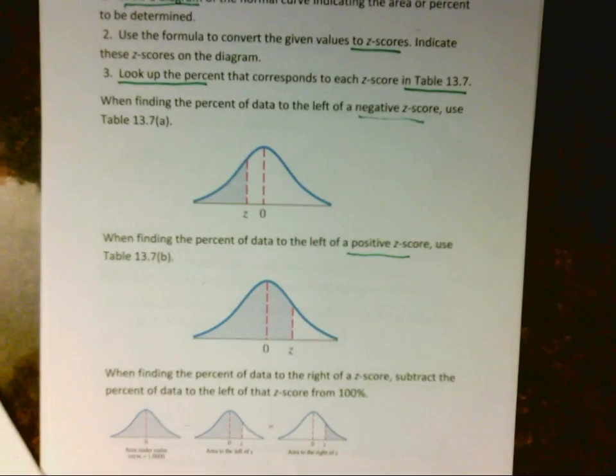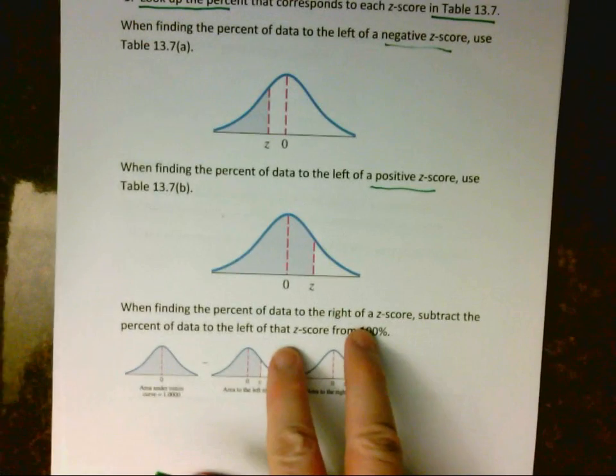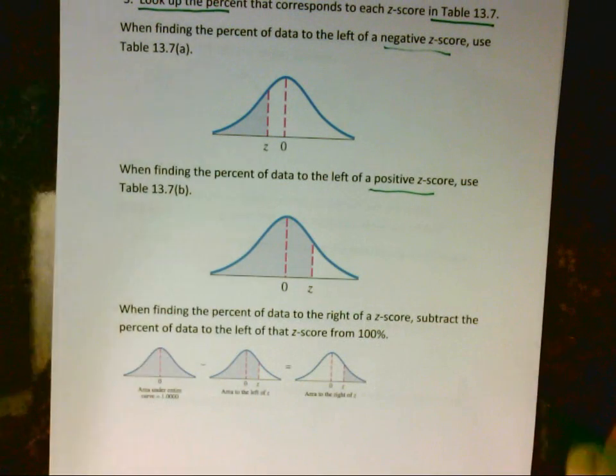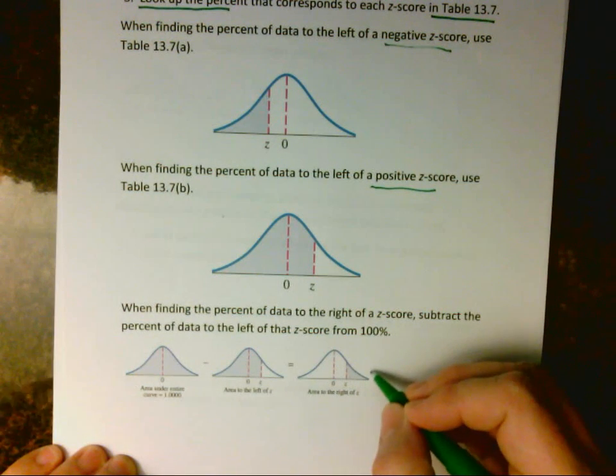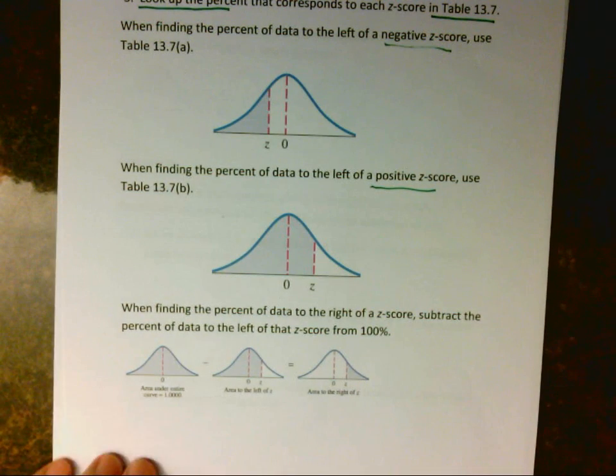And they will both be provided on the test. When finding the percent of the data to the right of a z-score, so suppose they ask you to find this part out here on the right, the table only tells us what's on the left.